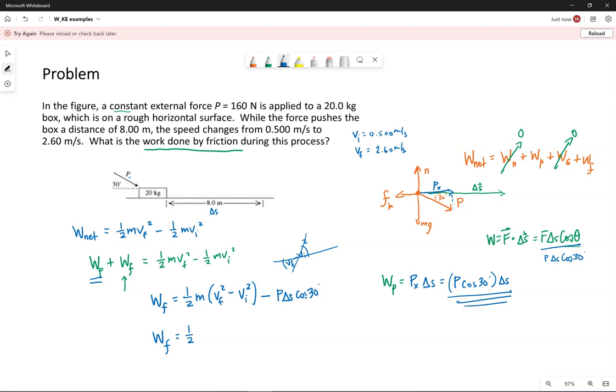Plugging in values, the mass of this box is 20 kilograms. V final, the final speed is 2.6. The initial speed was 0.5. The pushing force is 160 newtons. It acts over 8 meters. And that cosine 30 term is accounting for only the parallel component.